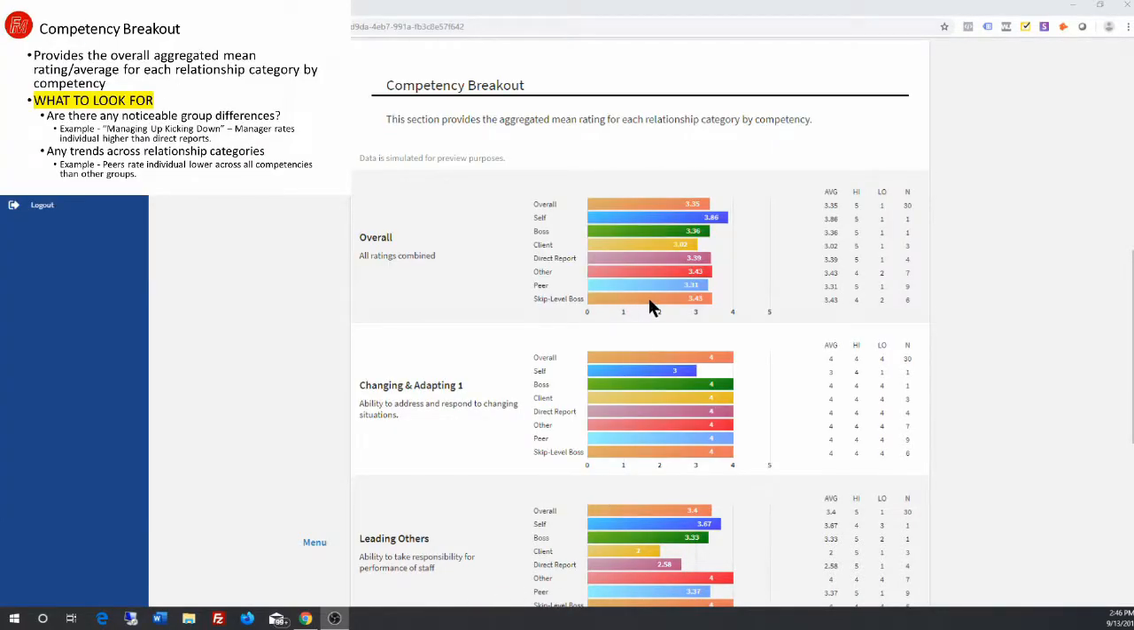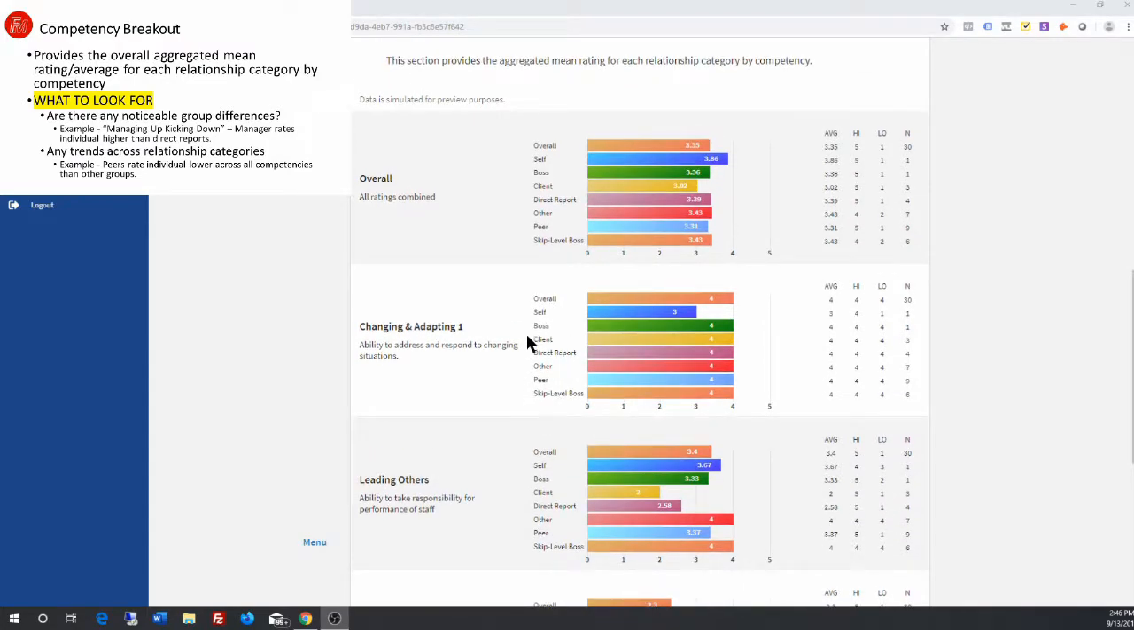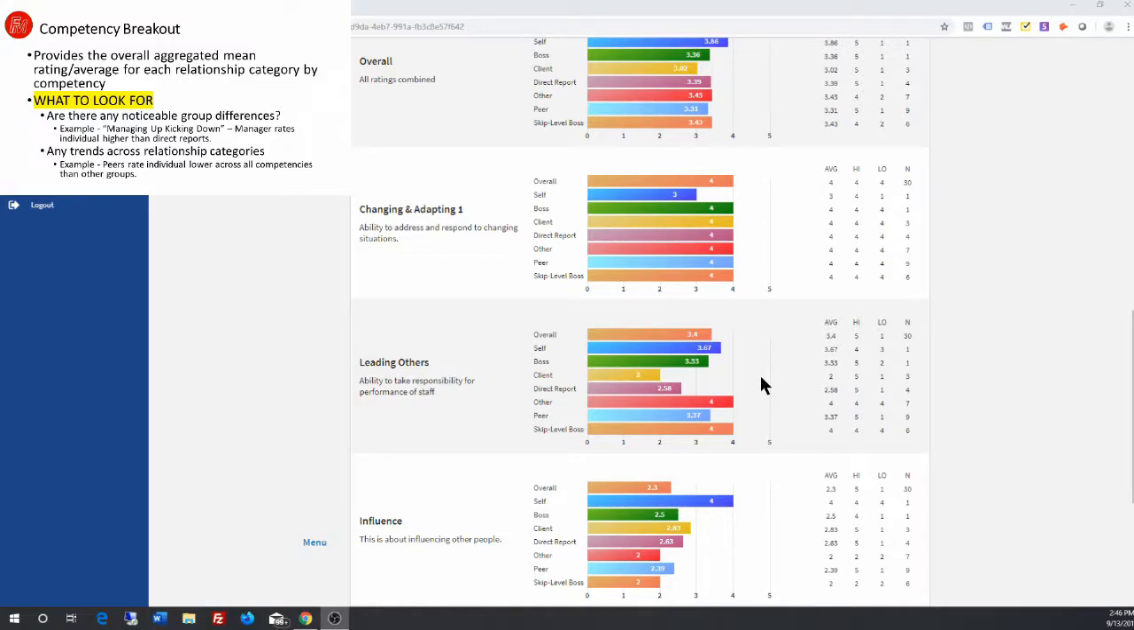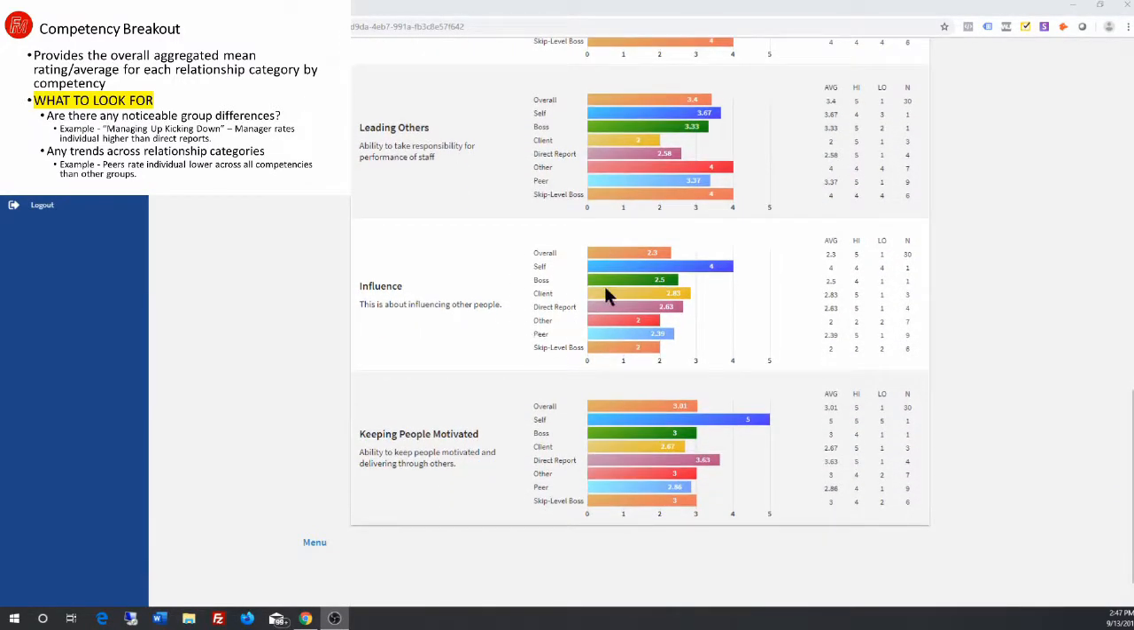And this is what the section looks like. You have all the competencies broken out, except you now have additional detail on all the groups that participated and how they responded, with the aggregated mean and average. Things that would be interesting might be the similarity around how all the groups rate changing and adapting. And then down here, you can see there's some variation in how the groups are rating influence and keeping people motivated. So those are the types of things you want to be aware of.